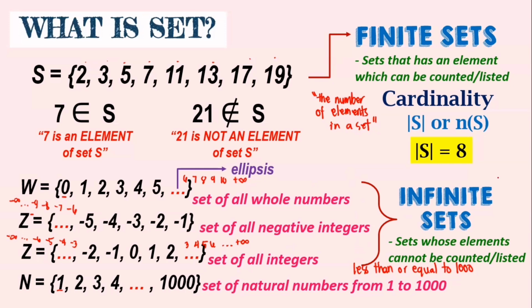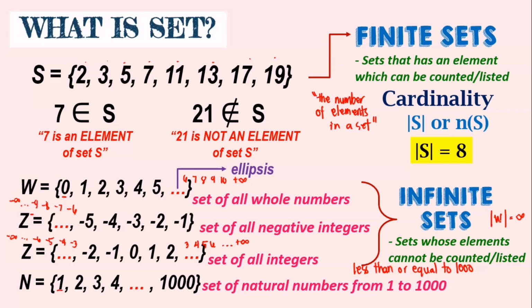Okay? But usually, kapag tinatanong kung ano yung cardinality nitong infinite set, for example, dito sa set W natin, we can say that the cardinality of the W is infinite. Okay? Because we don't know kung ilang elements meron yung ating set W. Also as set Z, and then yung ating set of all integers.